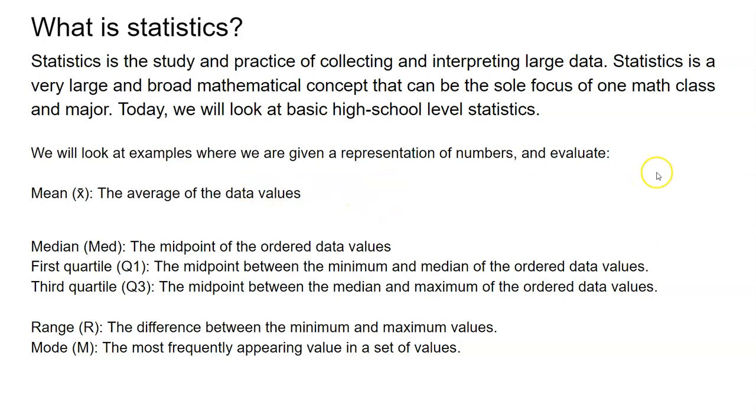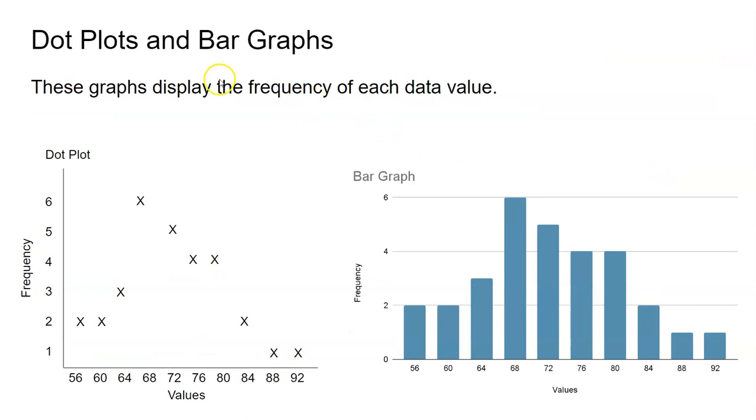So we're going to first look at frequency graphs, which are dot plots and bar graphs. These graphs display the frequency of each data value. I think everyone has seen a bar graph before, and it's pretty easy to understand how it works. On the bottom, you have your values, and then in the vertical axis, we have the frequency of each value. So 56, the bar goes up to 2. That means 56 appears twice. 68 goes all the way up to 6. It means the value 68 appears 6 times.